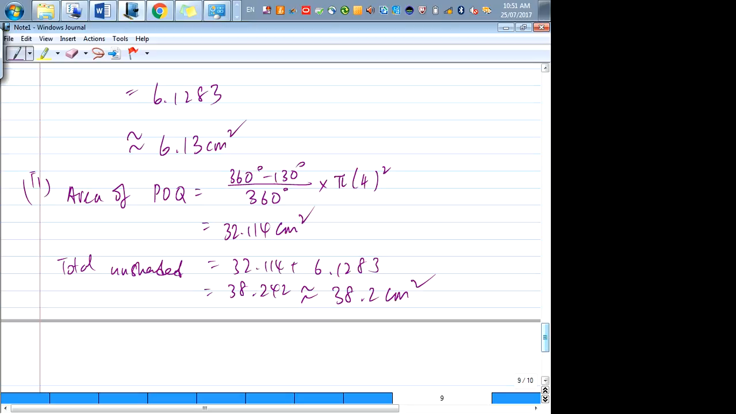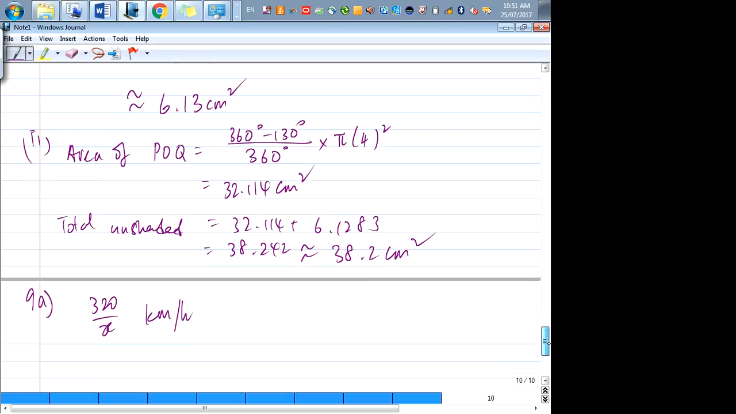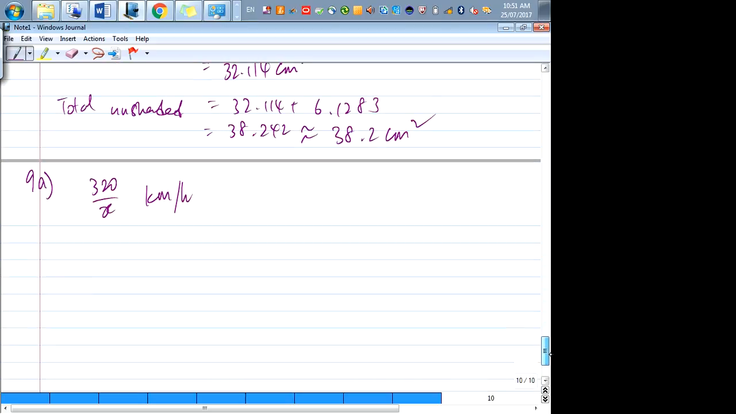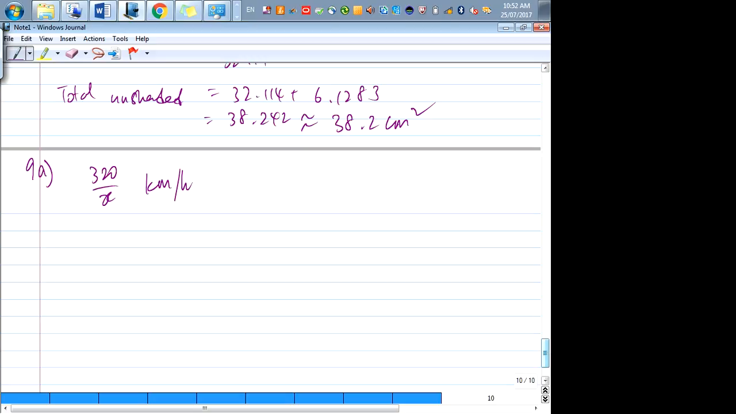Part 9a. 320 over x kilometers per hour. That's the average speed. Then part B, who needs help to show the equation? Did all manage to get it? Brian, do you manage to get it? No. Okay.